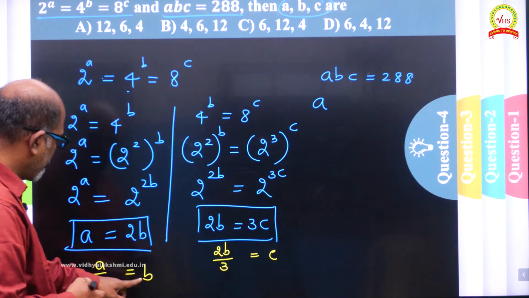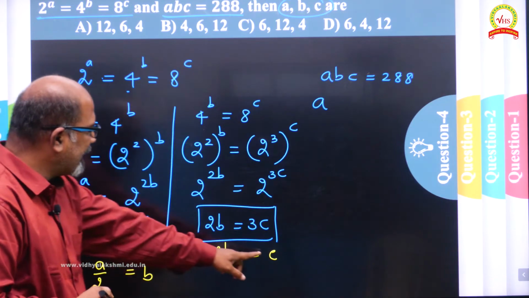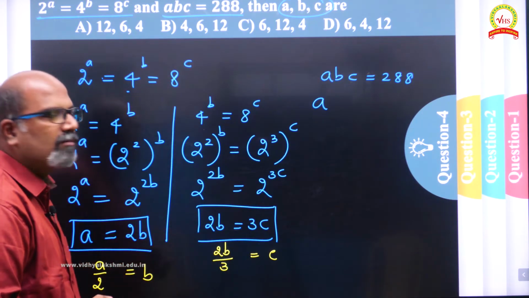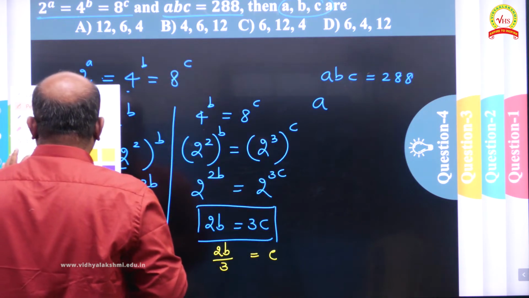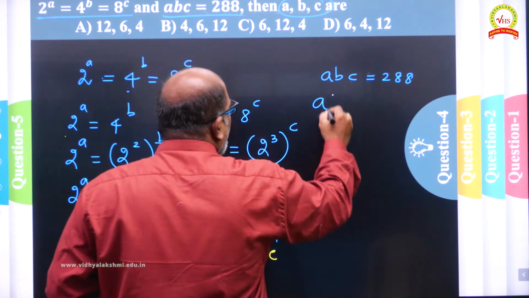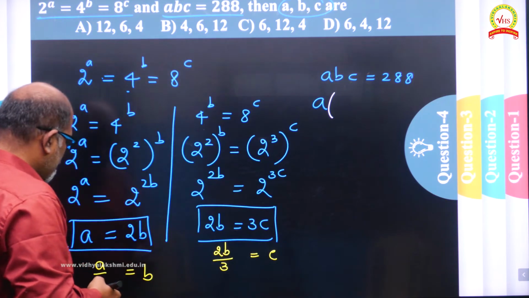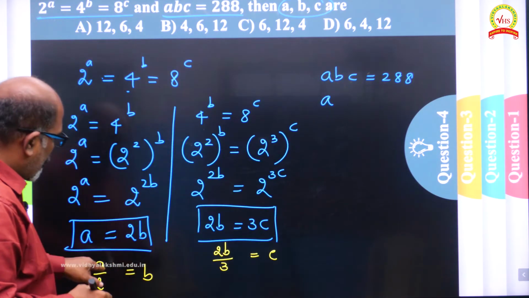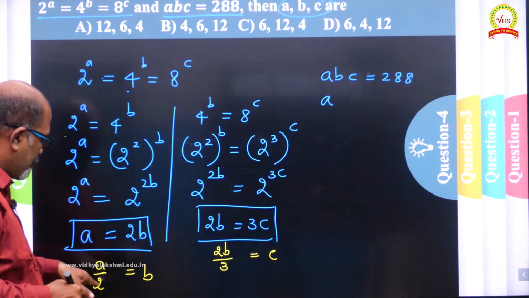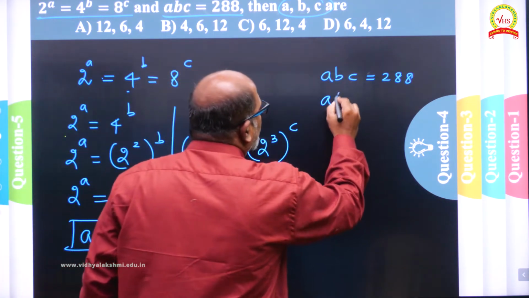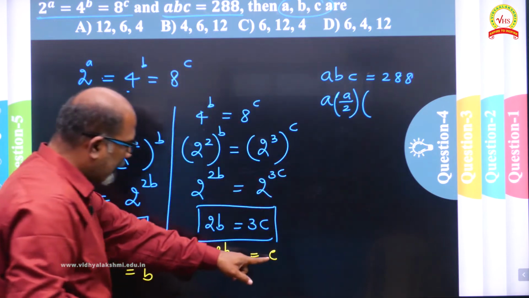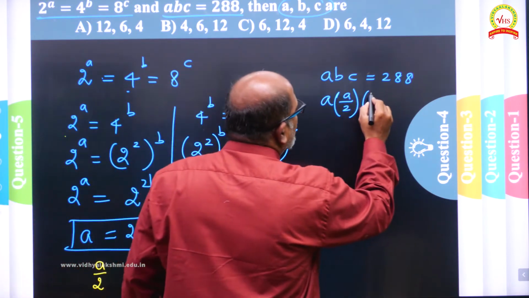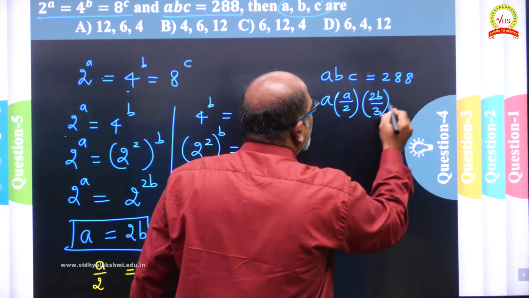Again, I want to replace this b by a. So b I can write as a by 2, and c I can write as 2b by 3. So in this expression, after making these changes, for b I am going to substitute a by 2, and for c I am going to substitute 2b by 3.